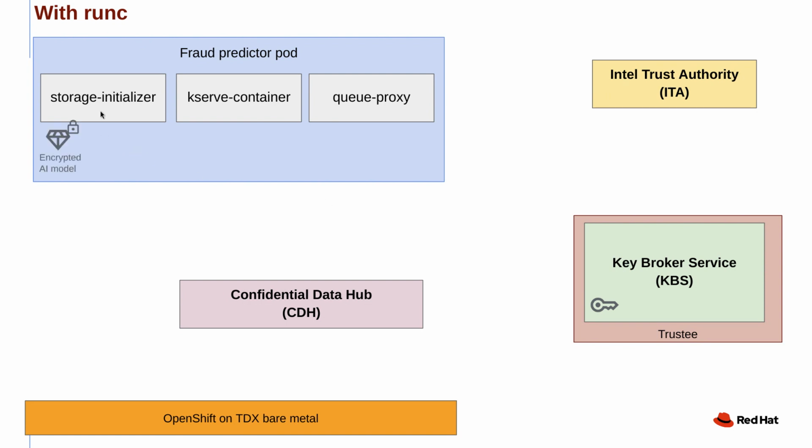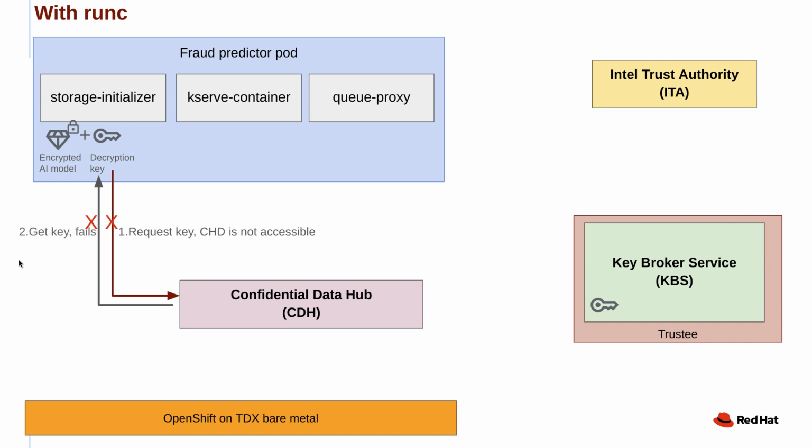So the storage initializer downloads an encrypted AI model. Now it needs a decryption key. It sends requests to the CDH. However, it will fail because the CDH is running inside the VM, and so the CDH is not accessible. So it fails to get the key. This means that the encrypted AI model cannot be decrypted, so the model server process will stop. This means that the encrypted AI model cannot be served in a non-TDX environment.